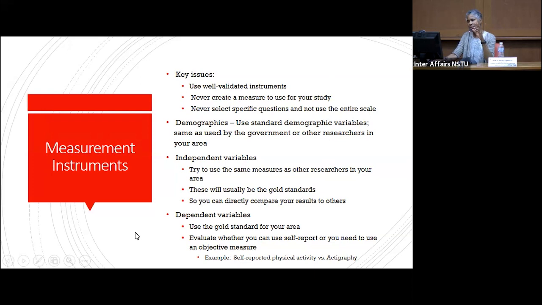The other thing that we want to keep in mind is what the gold standards are for how that outcome or that construct has been measured. You review the literature very carefully. How do the other experts who are publishing in high quality journals, Q1 journals, measure your construct? How are they measuring your dependent variable? Is self-report enough, or do you have to have an objective measure of that outcome?